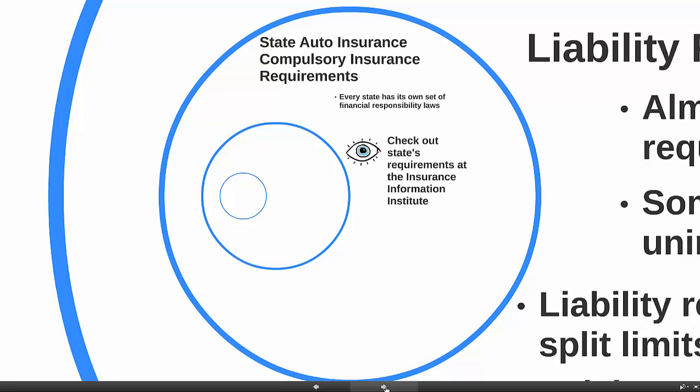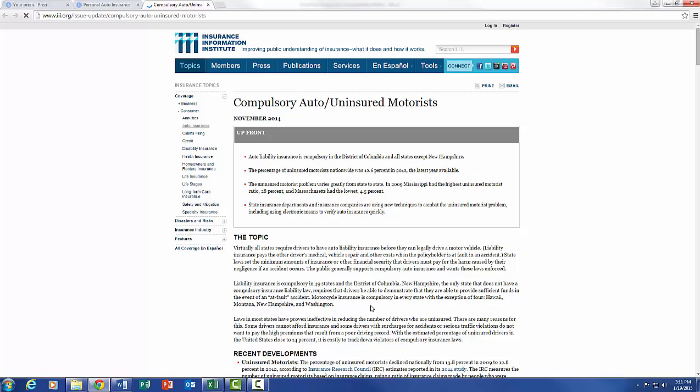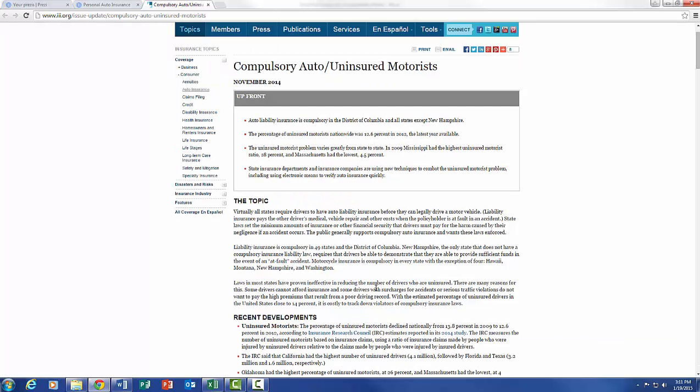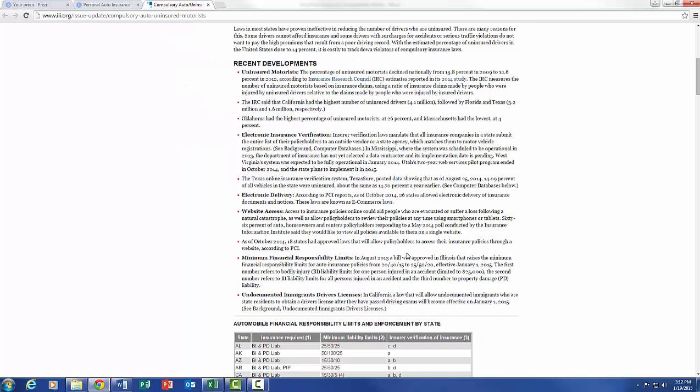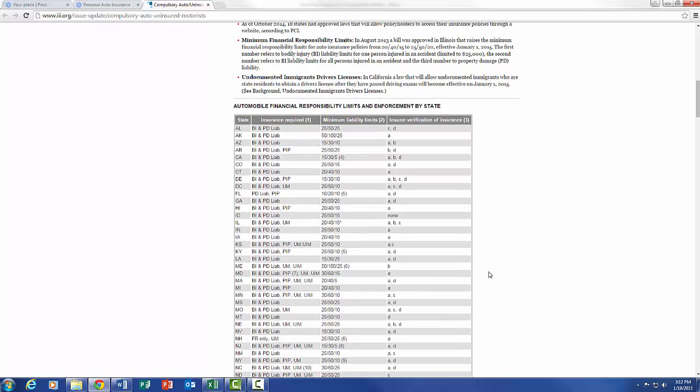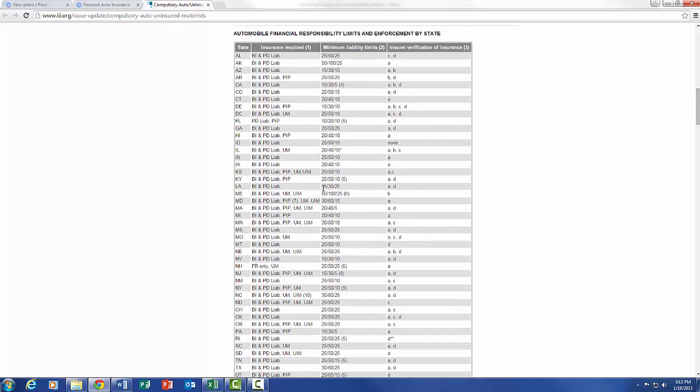Let's take a look at the Insurance Information Institute's website, where there's a lot of great information on other things even in this course. And let's scroll down here. This article is not just about compulsory auto, but also about uninsured motorists. So we'll return to it when we talk about uninsured motorists. But there's a lot of really good information here. This first table, though, is where I want to look. And what I want you to look at is how Louisiana compares to other states. Notice that Florida is the lowest here with only 10-20-10.